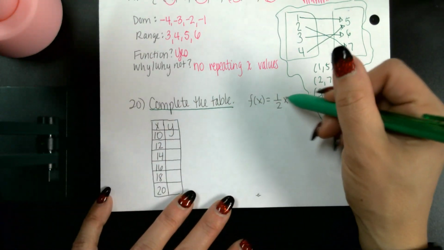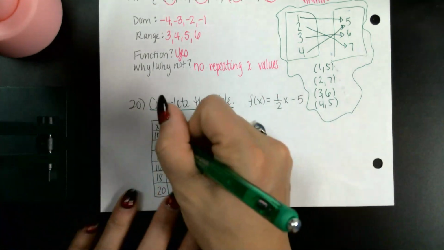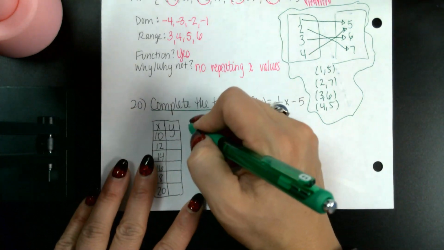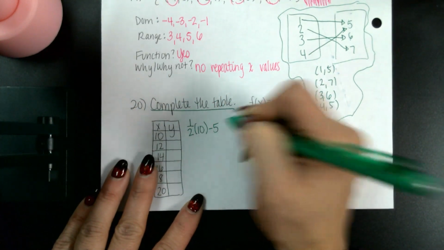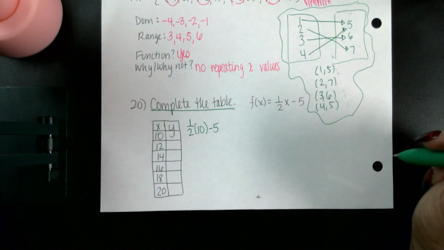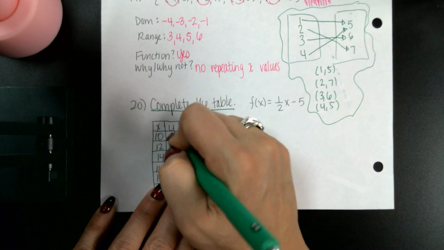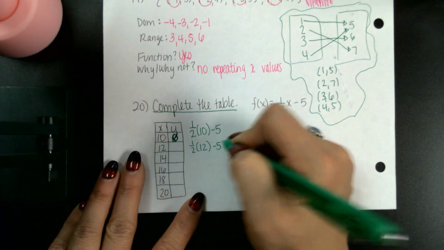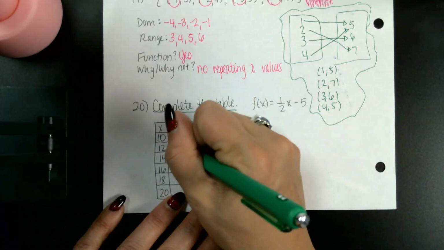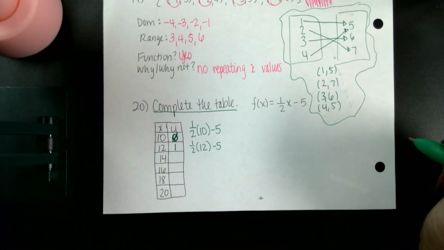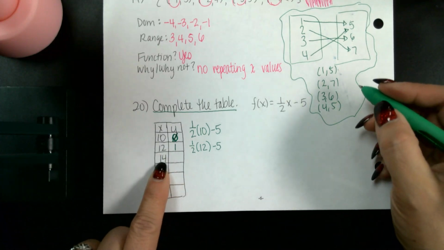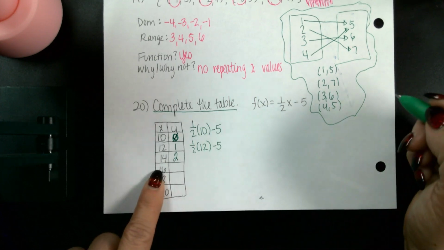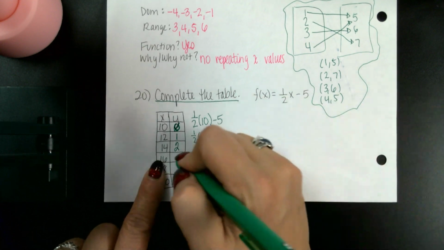It says the function is half of x minus 5. So if I give you all the x's, all you guys have to do is this. Are you watching? Half of 10 minus 5. What's half of 10? And what's 5 minus 5? 0. And then you would do half of 12, which is 6, and 6 minus 5 is 1. And you just keep doing that. Half of 14, and 7 minus 5. Half of 16 is 8, and 8 minus 5, 3.